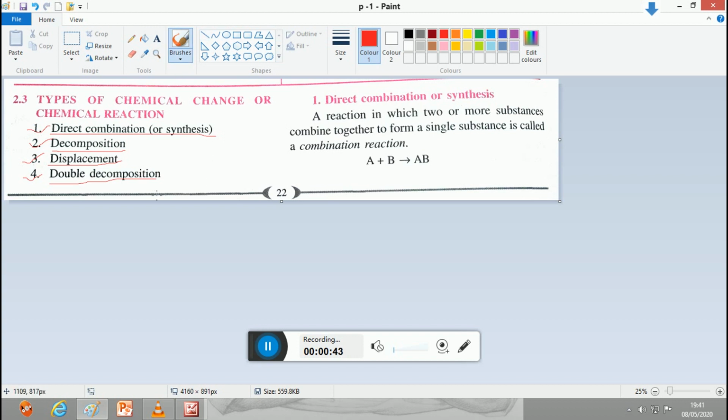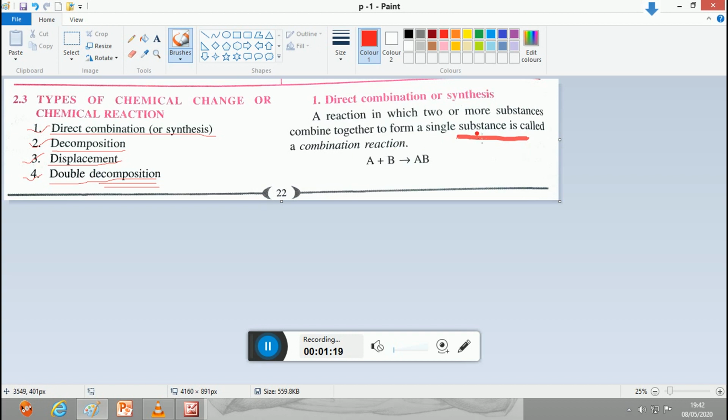But remember, in some books, double decomposition reaction may also be termed double displacement reaction, but you have to use only this term, double decomposition reaction. First, direct combination or synthesis reaction. A reaction in which two or more substances combine together to form a single substance.